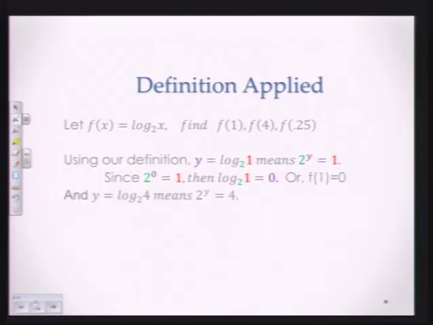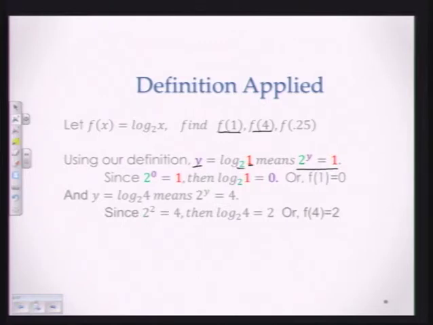Now, let's look at the other two. Since you have y equals the log base 2 of 4, for f of 4, in this case, that means 2 to the y is 4. But if you recall, 2 squared is equal to 4. Therefore, the log base 2 of 4 is 2. Or in our function, f of 4 will be equal to 2.